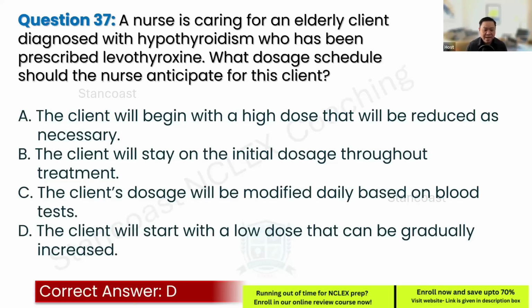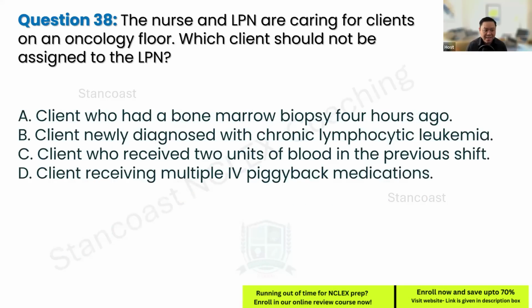Now let's have item number 38. The nurse and LPN are caring for clients on an oncology floor. Which client should not be assigned to the LPN? A. Client who had a bone marrow biopsy 4 hours ago. B. Client newly diagnosed with chronic lymphocytic leukemia. C. Client who received 2 units of blood in the previous shift. And D. Client receiving multiple IV piggyback medications.